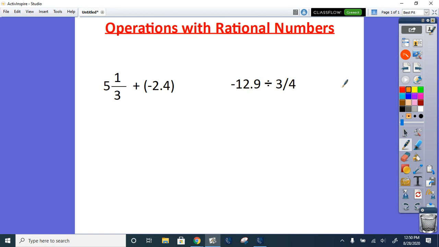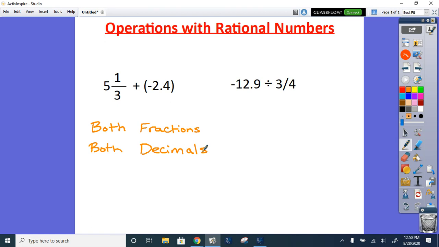So again, rational numbers, we know that these are any number that you can write as a fraction. That's the definition of a rational number. So we have to be able to work between both decimals and fractions here. Okay? Our goal is to do one of two things. Either we want both terms to be fractions so we can operate, or we want both terms, or all terms if there's more than two, to be decimals to operate. Okay? This is where we want to look.